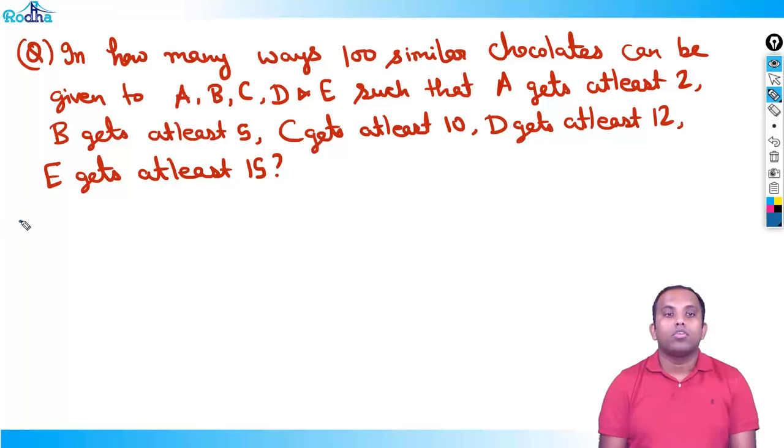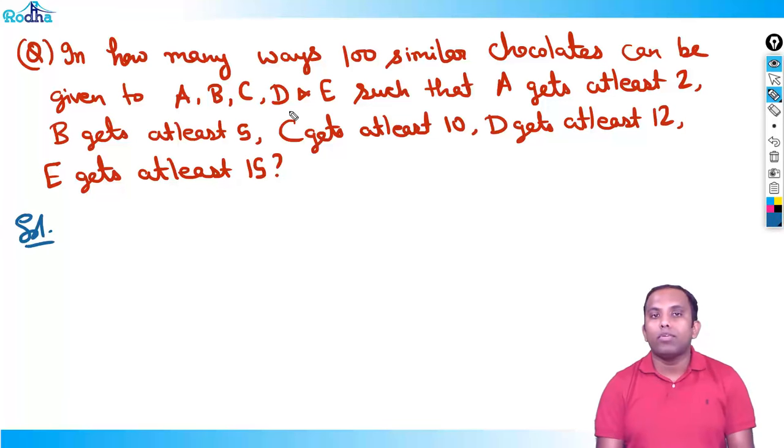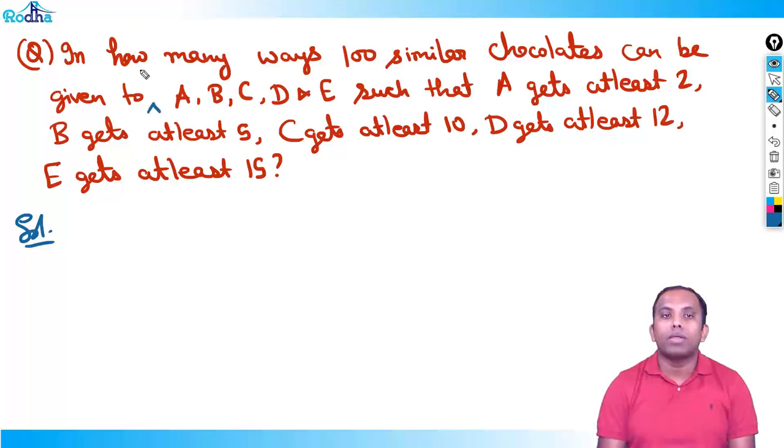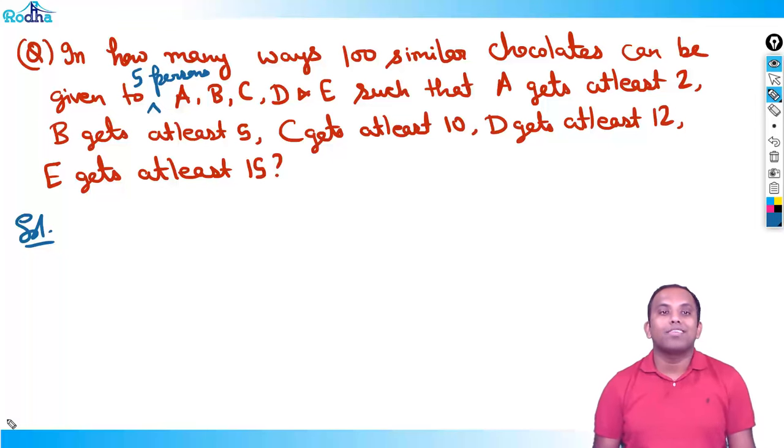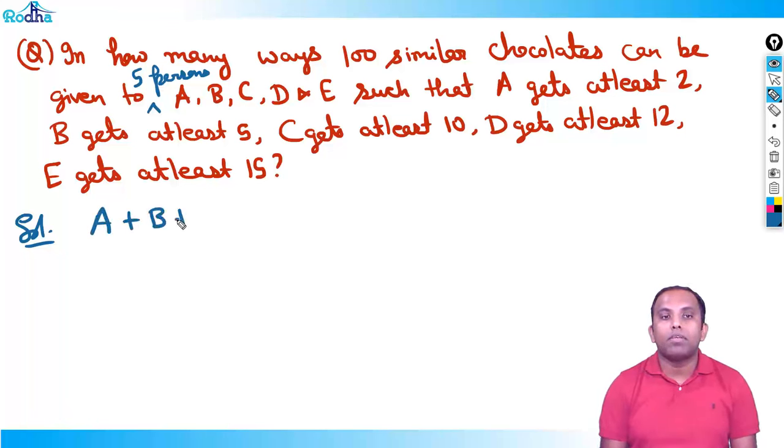Okay. So, we can directly do it now. In how many ways 100 similar chocolates can be given to A, B, C, D, and E? Right? These are given to 5 persons, so the persons are always different, right? Persons cannot be the same. Okay. So, what is the equation now? A plus B plus C plus D plus E is equal to 100.